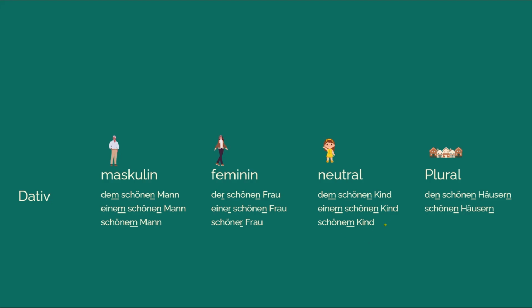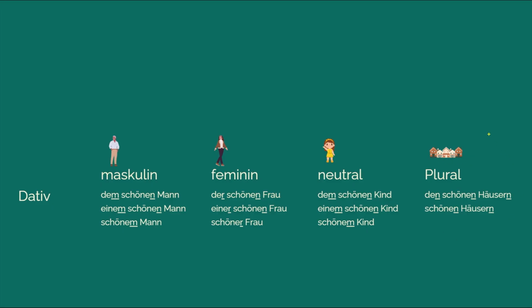Einem schönen Kind. So the M we get for the masculine dative, but also for the neutral dative. And as you know, the M cannot come twice, and the second letter will be an N for the adjective, like all dative adjective endings. Lastly, for the plural, we get den schönen Häusern. That's the definite article. And for the indefinite article, which doesn't exist, so we have to use the other form, the zero article, we get schönen Häusern.